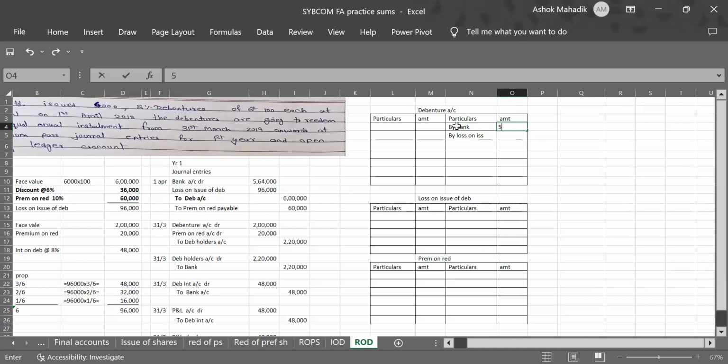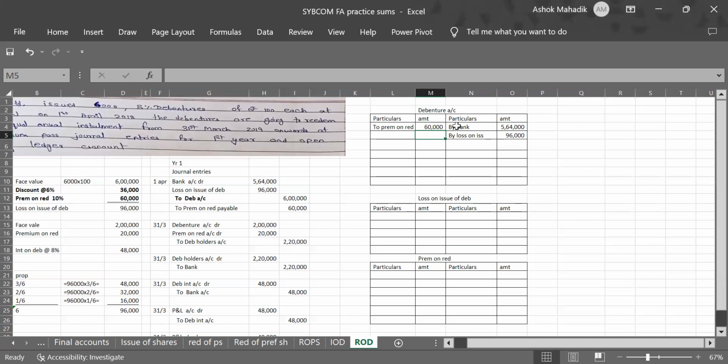Against loss on issue of debenture, the amount is 96, so write 96. On the credit side, we have to premium on redemption, so write to premium on redemption and its amount, 60,000. That's it. This is the simplest way, no confusion at all. In the debenture account, debenture won't be posted, but other items, whether they appear on debit or credit, you post them. Clear, students? This is the best way.